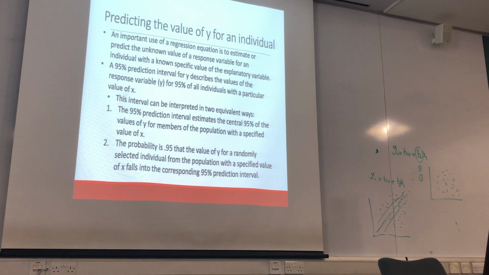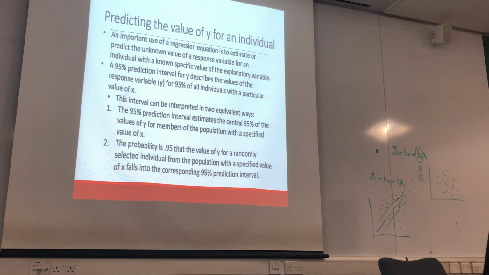So an important use of the regression equation is to estimate or predict the unknown value of a response variable for an individual with a non-specific value of the explanatory variable. I mean, I finished and got the equation from 100 girls, then a new girl comes to me and I want to predict her weight. I ask her for her height, put it in the equation, and get the weight without measuring the weight. I can just use the height. A 95% prediction interval of the y describes the value of the response variable y for 95% of all individuals with a particular value of x. Of course, this is the same method as the confidence interval. You see it in confidence interval for regression. It's the same idea.